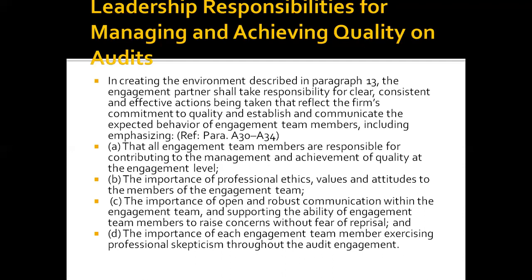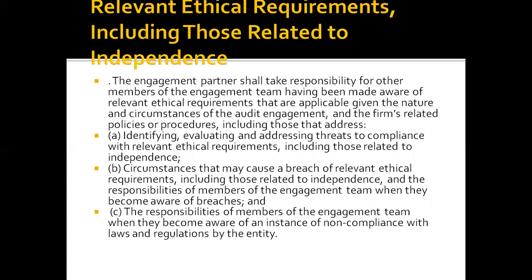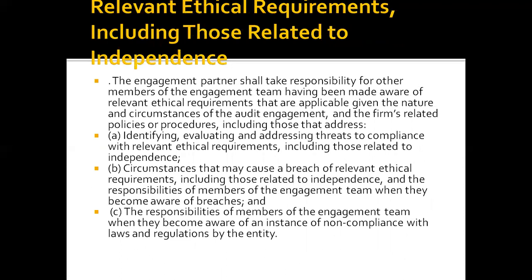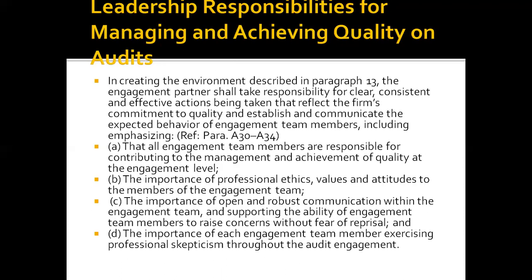Then the importance of each engagement team member exercising professional skepticism throughout the engagement. I've talked about professional skepticism already, so it can save a life, quote unquote, in every audit. All right, approaching the audit carefully, approaching the audit with a questioning mind, an inquiring mind, a mind that asks questions, a mind that checks and rechecks, that validates every information that is given in the course of the audit. Okay, so this is also part of the requirement for quality to ensure that the audit is done the right way.